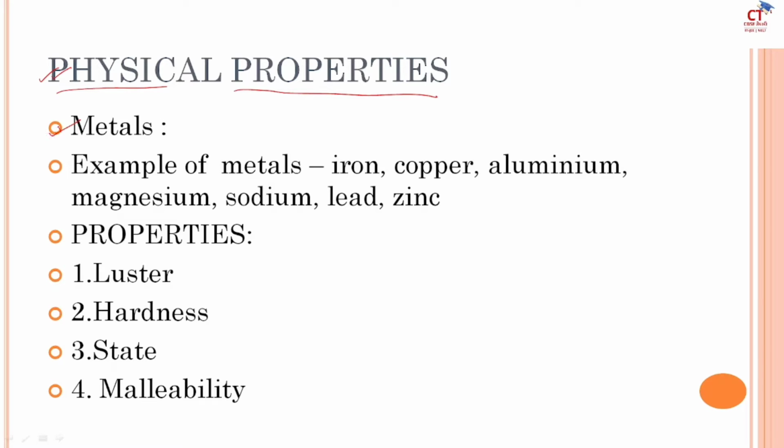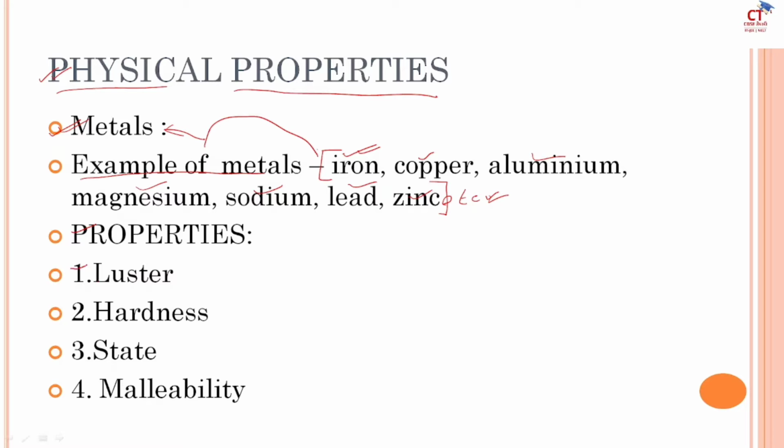What are metals? In the earlier chapters, we have learned examples of metals. For example, those are iron, copper, aluminium, magnesium, sodium, lead, zinc, etc. There are many more. What are the properties that these elements have that they are characterized as metals? Let's learn about those properties.